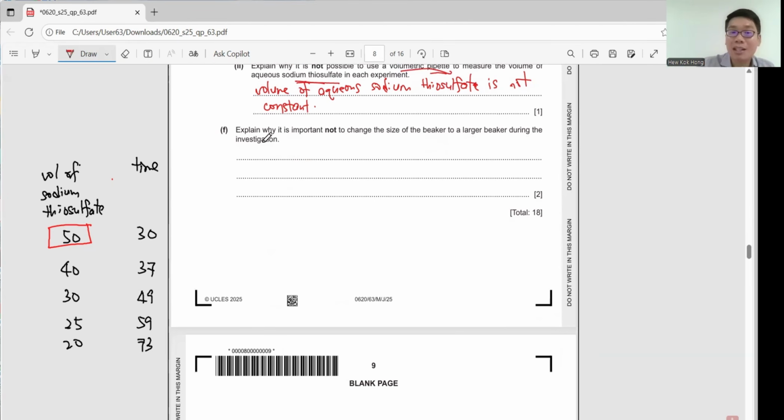F. Explain why it is important not to change the size of the beaker to a larger beaker during the investigation. Because if the size is different, then the depth that we're looking down through is different. The depth of the solution is changed. If we change to a larger beaker, the time measured is changed also. Then it's not accurate. So make sure the depth of solution is the same: same size of beaker, same volume of solution.